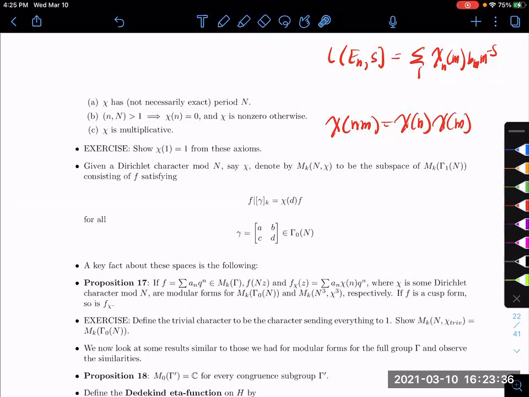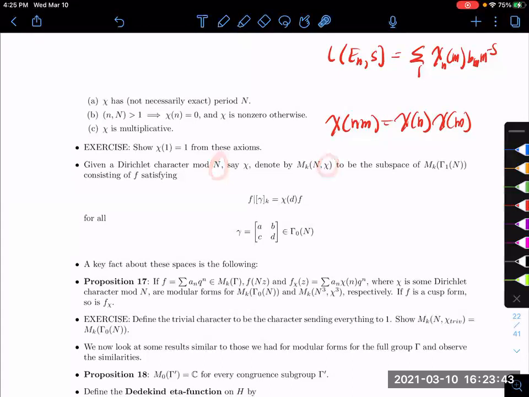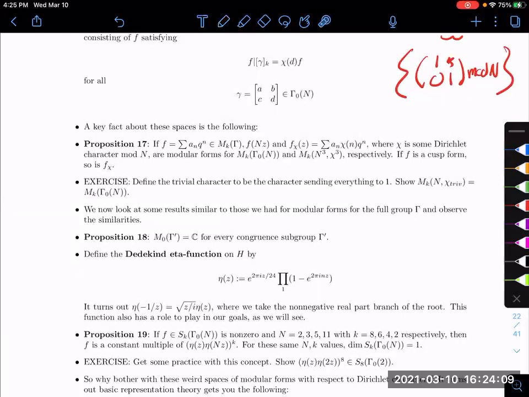And given one of those characters, I can define a space of modular forms with respect to that N and that specific character, and it's denoted M_k of N, chi. It is a subspace of modular forms for Gamma_1 of capital N. Remember, what was Gamma_1 of capital N? It was all the matrices in SL2Z that looked like 1, star, 0, 1 mod capital N. So when you reduce their entries mod capital N, you get this.